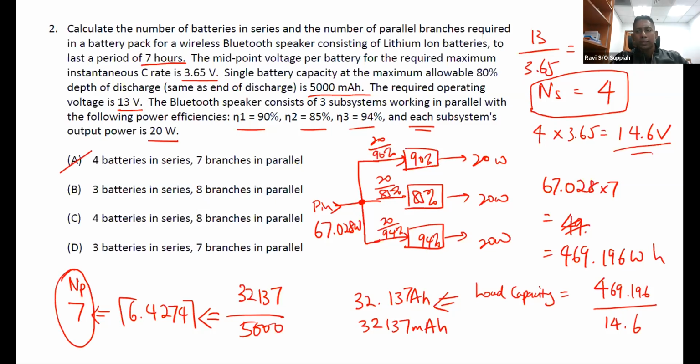So that is basically the step. These are the exact same steps that we have been doing. Like I said, the only thing that you need to be careful about here is whether the subsystems are in series or in parallel. That's the only difference that you need to factor in.